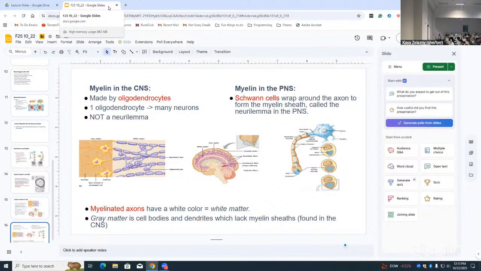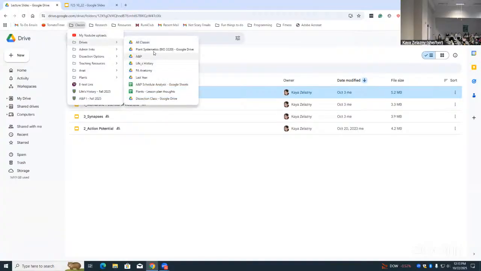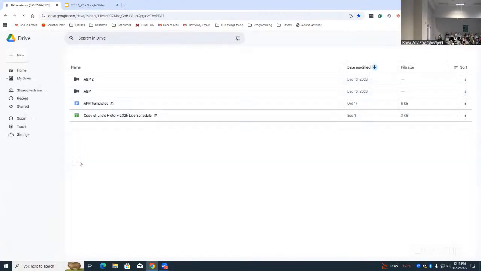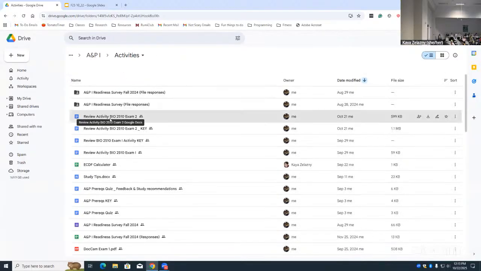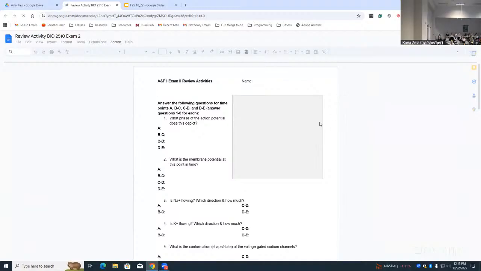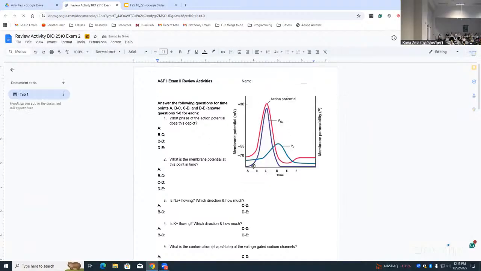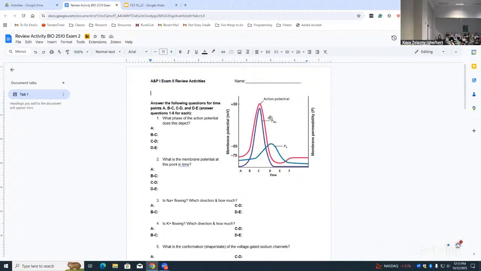So what these are walking you through mostly is how we look at the different parts of our action potential, how we look at the different parts of our synapse and so on. And I can send you guys the link for this as well, but here's what we're walking through here. So we're taking our graph of the action potential along with our permeability of sodium and potassium. We're making sure we can fully describe what's happening here at A, what's happening between B and C, what's happening between C and D, and so on.